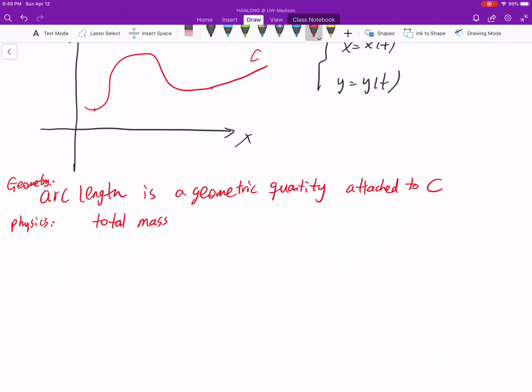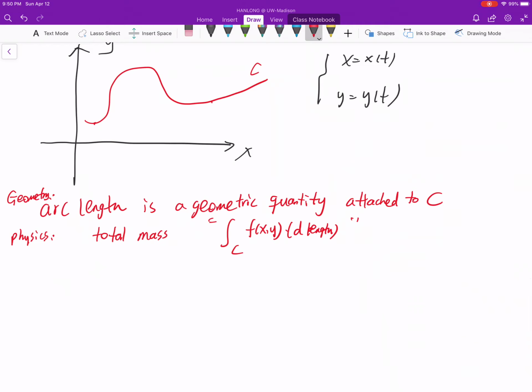So total mass, let's recall, if you think of this as a string, and the string is flat, is straight, then it's just the integration over some interval of the density function. Basically it's an integration over the length, some kind of d length, over C, kind of like this. You have a rough idea, but it's not that convenient to represent in this form.